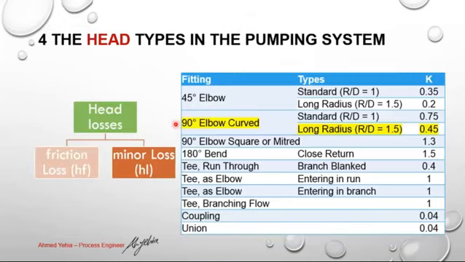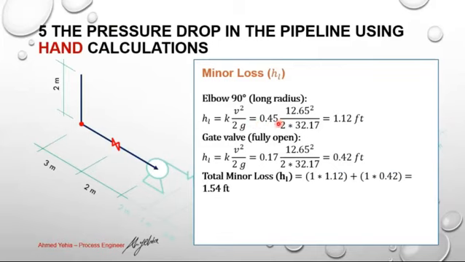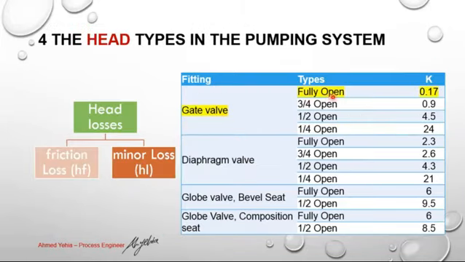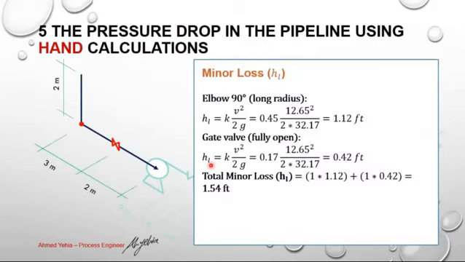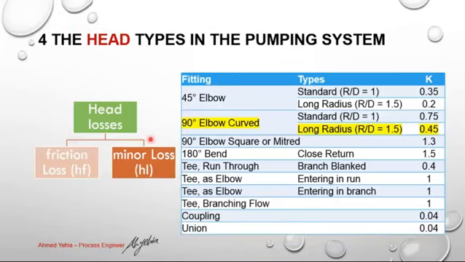If we jump to the previous tables, we find that for the elbow 90 long radius, the K value is 0.45. If we put it in this equation, then the HL of this elbow is 1.12 foot. For the gate valve, full open type, the K value is 0.17, and HL equals 0.42. Then the total minor loss HL is 1 multiplied by 1.12, because we have only one elbow, plus 1 multiplied by 0.42, because we have only one valve, so the total minor loss is 1.54 foot.